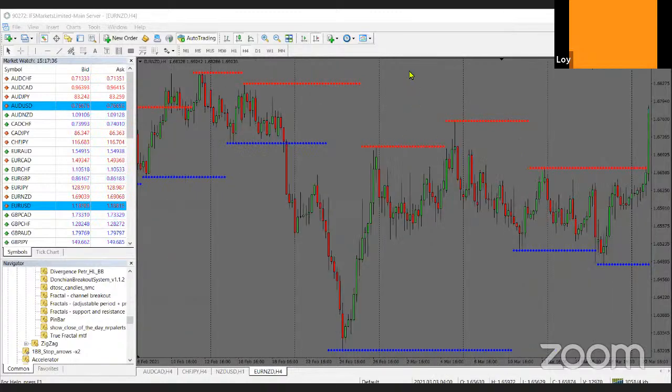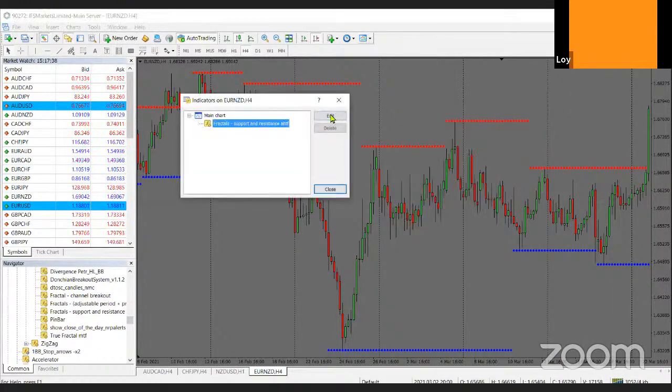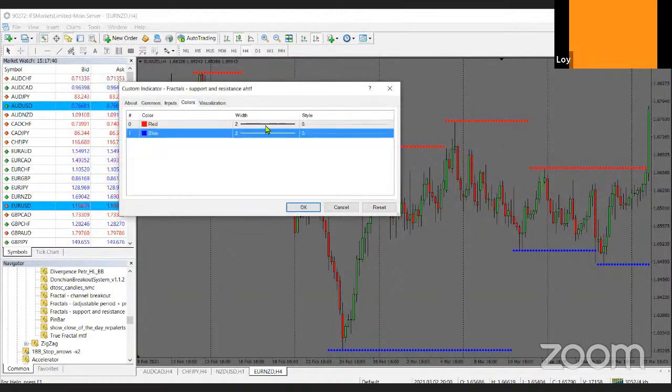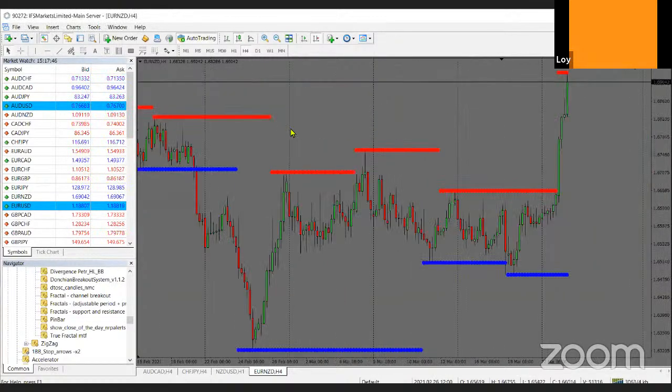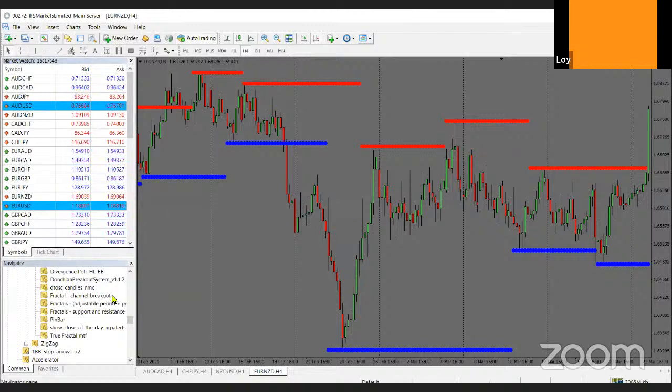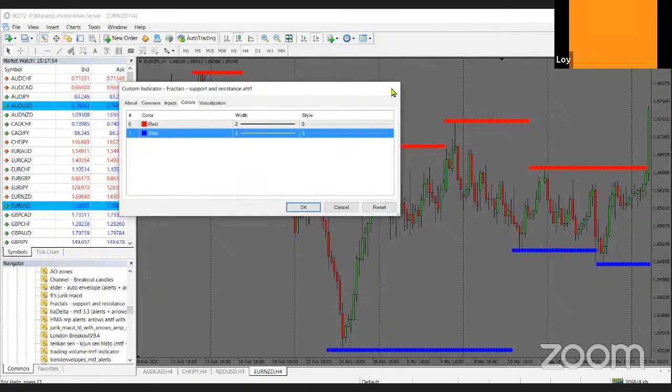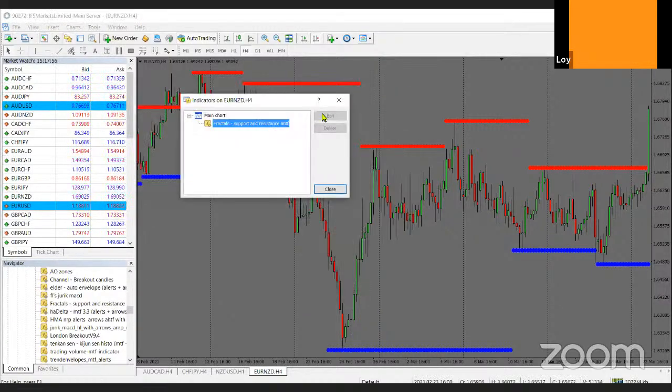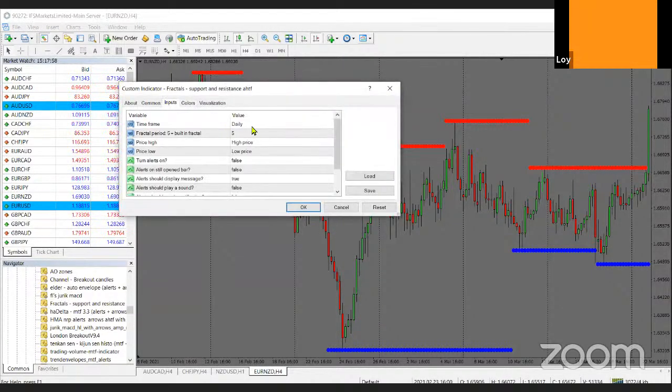Now the third one requires stacking of the indicators. I'm just going to make this bold so that you can differentiate. The third method, you can stack the indicator. Where is my fractal here? Remember the first indicator, I've set it to the daily time frame. I'm still using a 5 fractal formation.